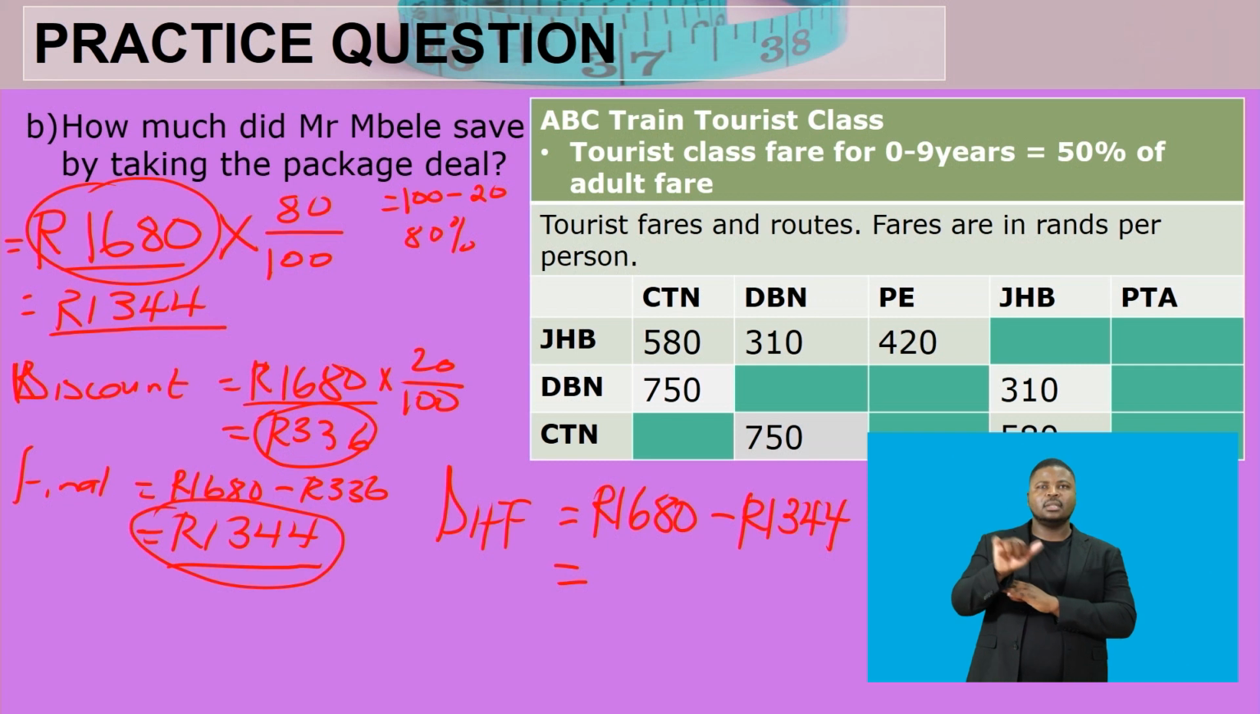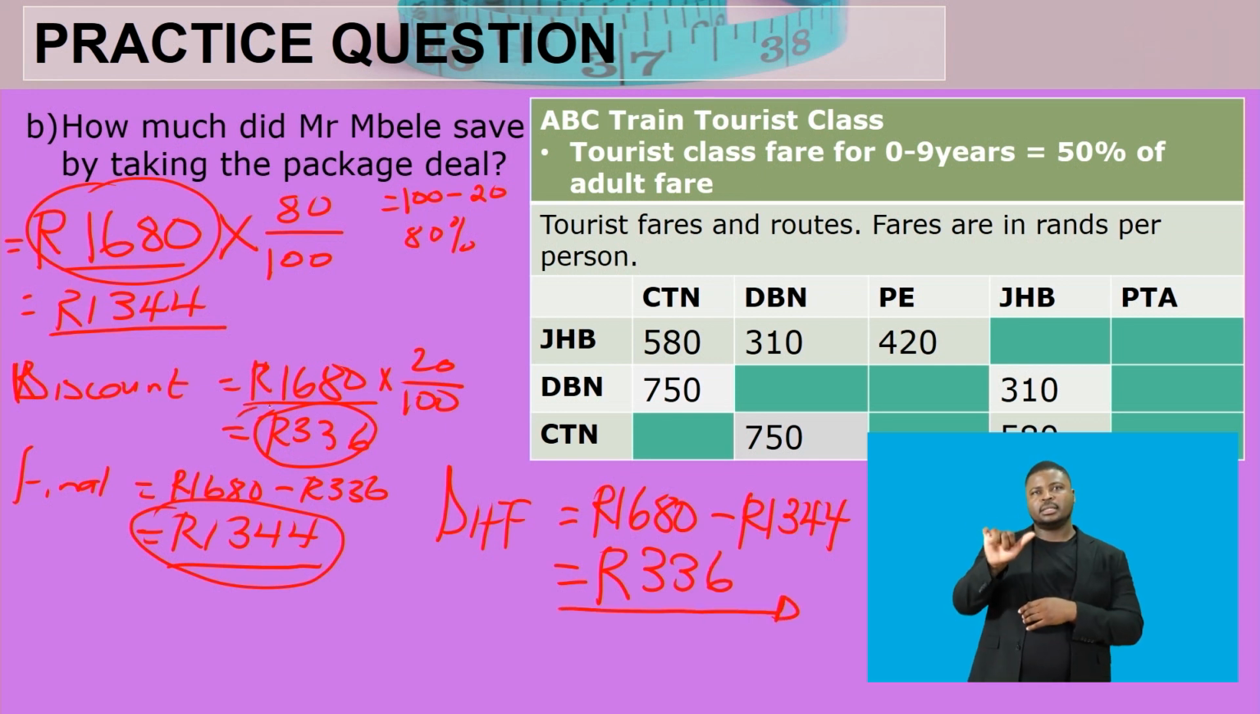1,680 minus 1,344. We get 336. This is the same amount that we actually calculated here. So we just decided to take the long way around it, but for better understanding. So this is the amount that Mr. Mbele has saved.